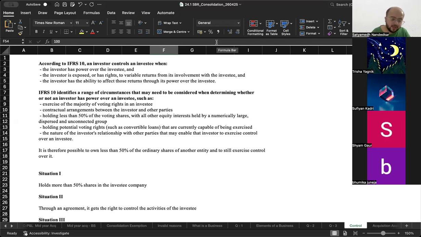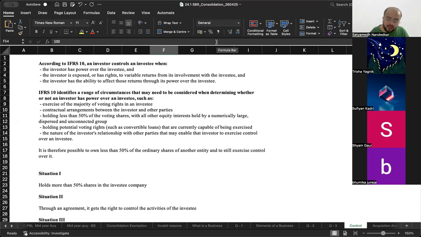Holding less than 50% of the voting rights with all other equity interests held by a numerically large, dispersed and unconnected group. ठीक है. Holding less than 50% of the voting shares, maybe it could be say holding 46% shares, but जो remaining 54 है, they are split between thousands and lakhs of shareholders who can never come together and exercise the 54% to cancel out any of my decisions. So that would also create a situation of control.